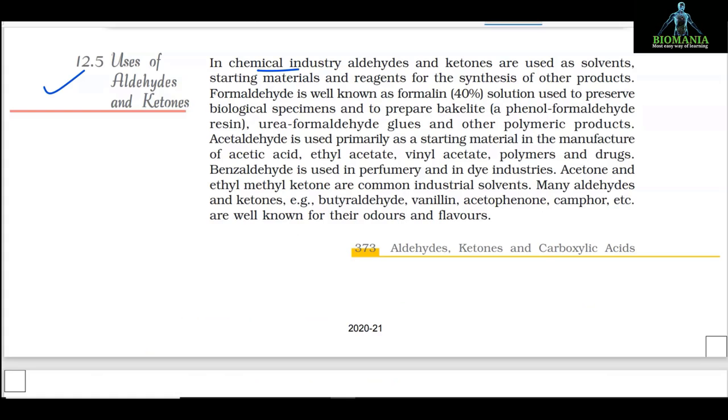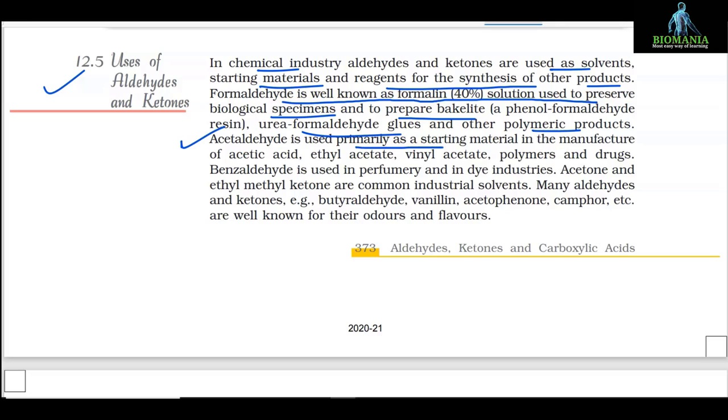12.5 uses of aldehydes and ketones. In chemical industry, aldehydes and ketones are used as solvents, starting materials and reagents for the synthesis of other products. Formaldehyde is well known as formalin, a 40% solution used to preserve biological specimens and to prepare bakelite, a phenol formaldehyde resin, and urea formaldehyde glues and other polymeric products.